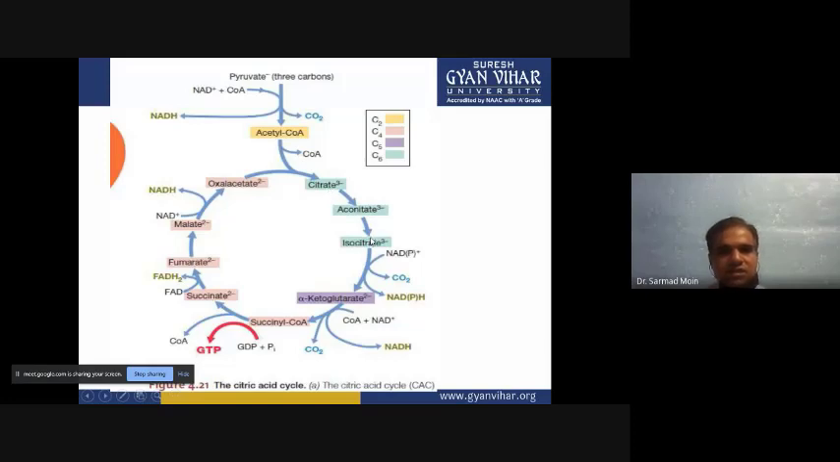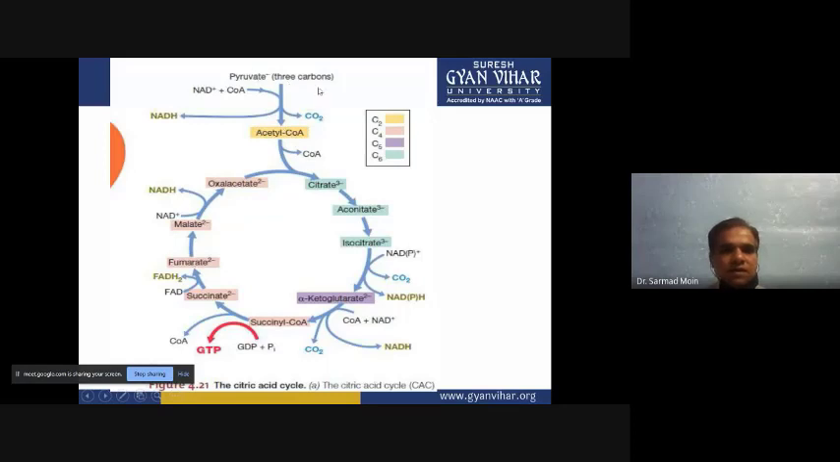See, this is a six membered carbon molecule. The carbon chain 6 is there, and if you see, there are 5 carbons in the ketoglutarate, and succinyl coenzyme A, succinate, fumarate, malate, and oxaloacetate are 4 carbon molecules. Acetyl coenzyme A is a 2 carbon molecule.